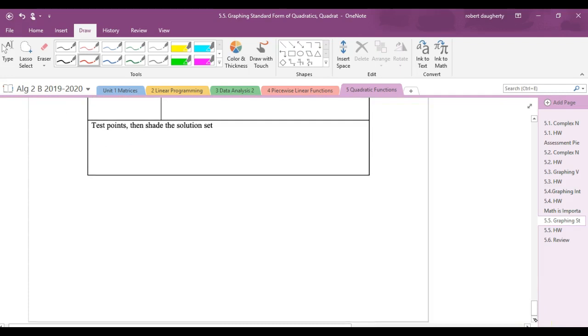And I think that is it. There are only a couple of inequalities we did here. So I graphed an inequality from standard form. I graphed it from vertex form. You can do the same thing from intercept form.